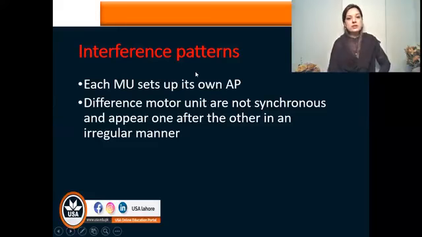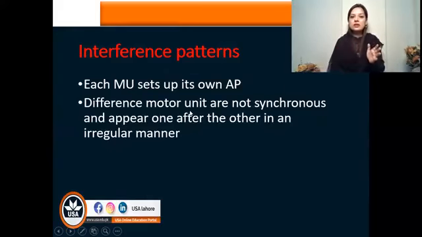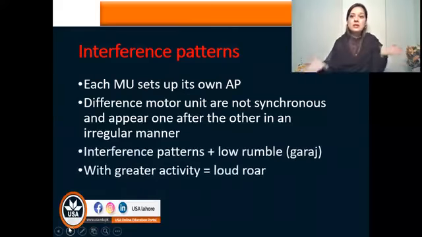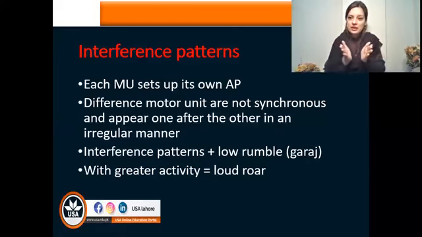So let's discuss the interference pattern first. Each motor unit sets up its own action potential, and different motor units are not synchronous and appear one after the other in an irregular manner. We know that when a normal muscle contracts, all the muscle fibers do not contract simultaneously. They add on to the initial muscle contraction and give a fine contraction. Initially a few fibers participate, meanwhile the other fibers also participate and contribute to the motor contraction.